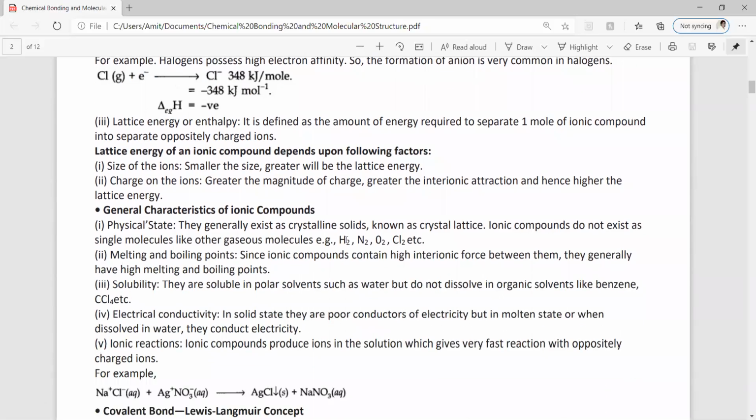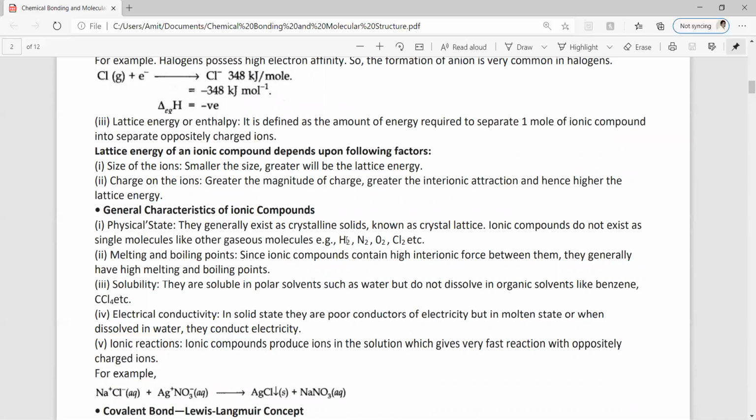Okay. Now let's come to general characteristics of some ionic compounds. Now there is a physical state. They generally exist as crystalline solids known as crystal lattice. Ionic compounds do not exist as single molecules like other gaseous molecules. Example, hydrogen, nitrogen, oxygen, chlorine. So physical state is mostly like crystalline solids. They are not like single molecules like other gaseous molecules.